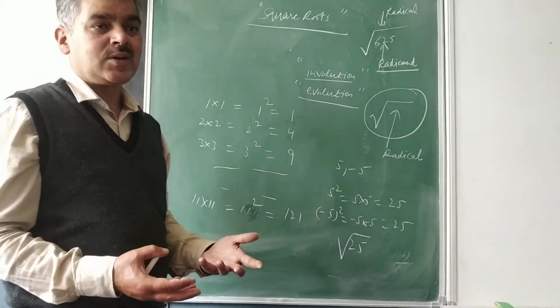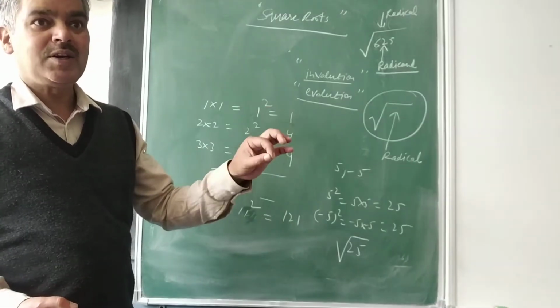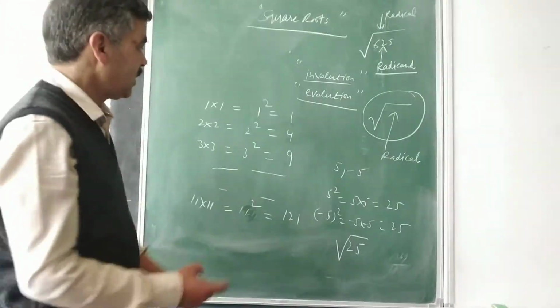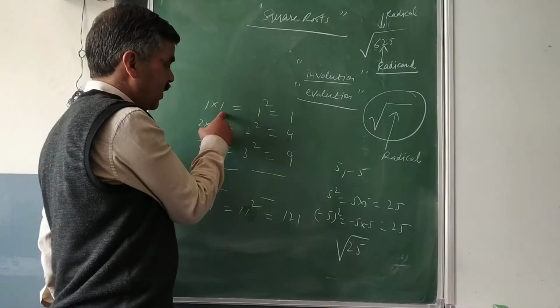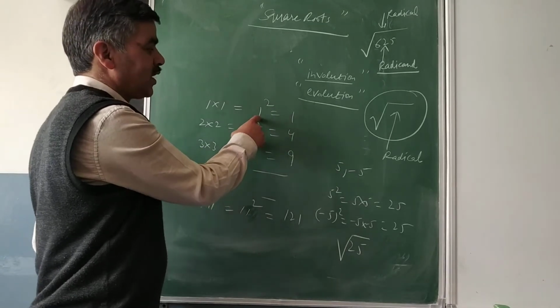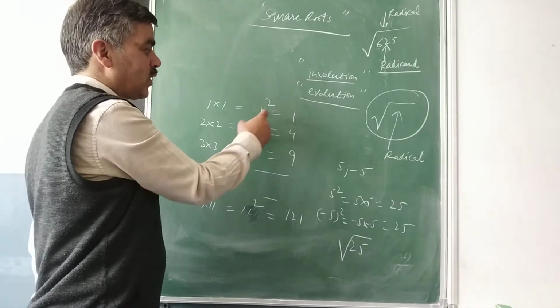and vice versa. Means multiply opposite, divide opposite is multiply. So in that way, if you are multiplying 1 into 1, your result is 1. So if you will take the square root of 1, definitely that will be 1. 1 square is 1, so square root of 1 is 1.